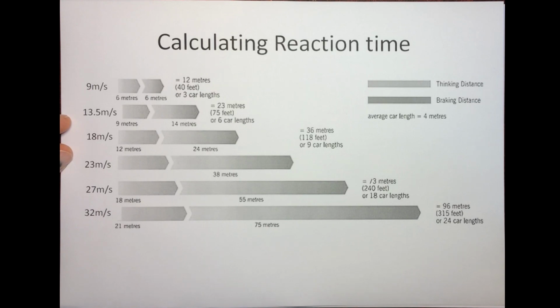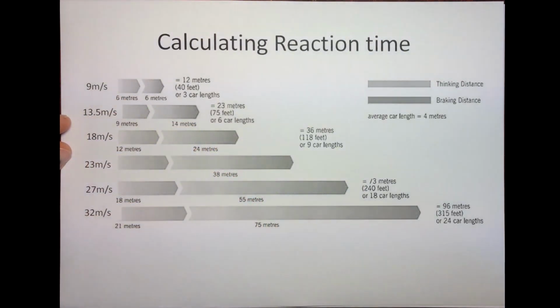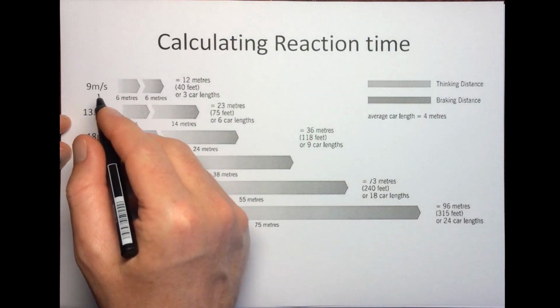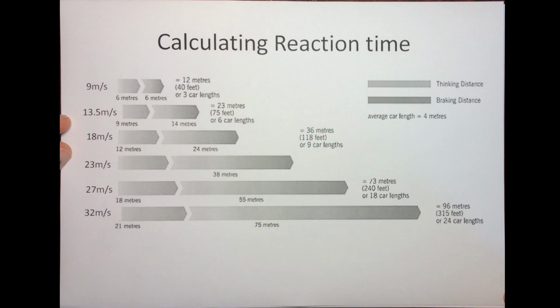It's an imperial unit, not a metric unit. It's a bit odd because in the UK we use a mix of imperial and metric, but in physics we talk about meters per second. That's the standard unit of speed or velocity, so I've changed all these into meters per second, okay? So 9 meters per second, 13.5 meters per second, 18 meters per second, and so on.